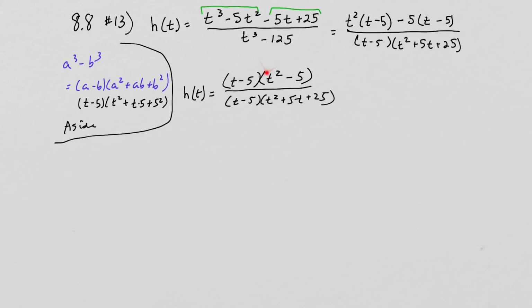So here you'd get a t cubed. Your inner and outer terms would give you the negative 5t and negative 5t squared, and your last would give you positive 25. So we factored completely, and that means we can cancel the common factors t minus 5, and what we have left is the simplified form of h of t.